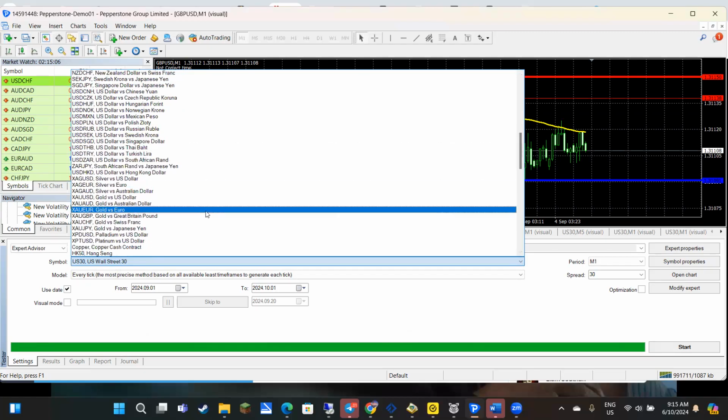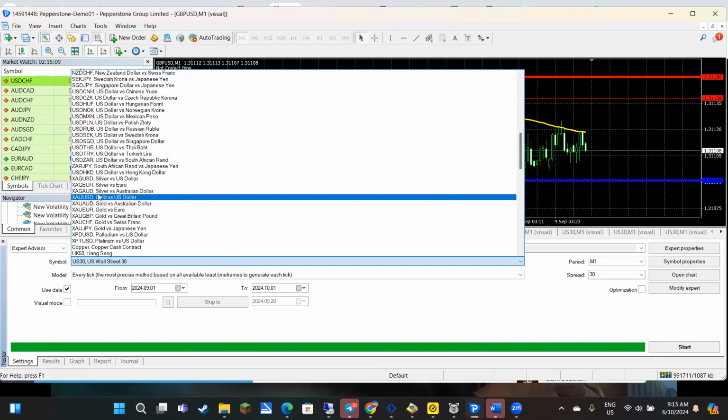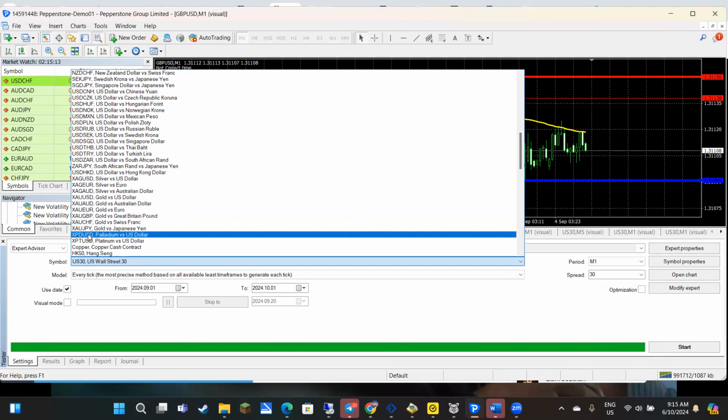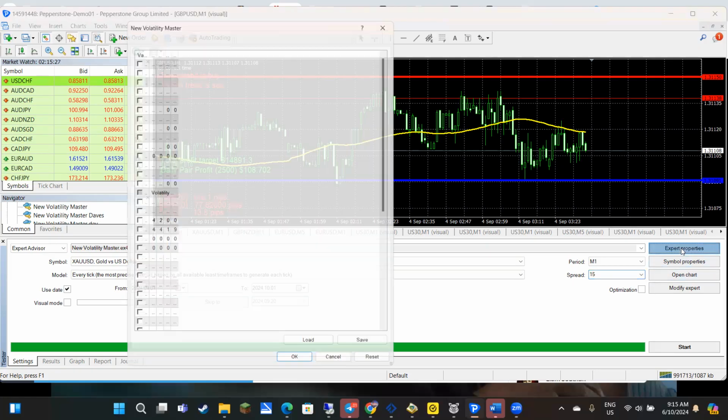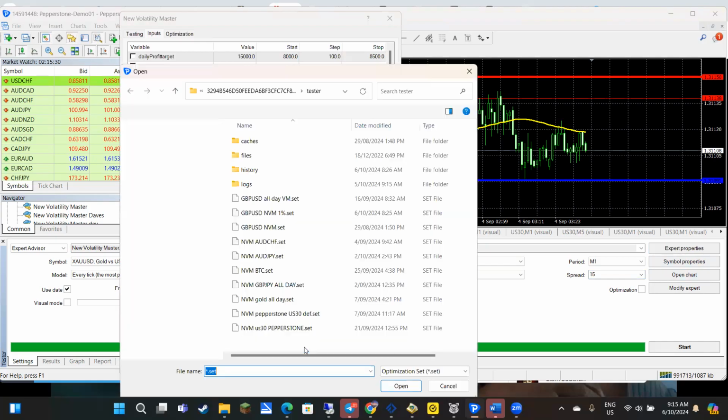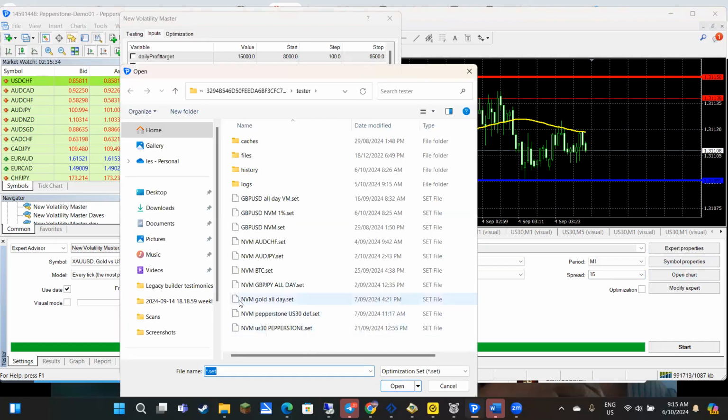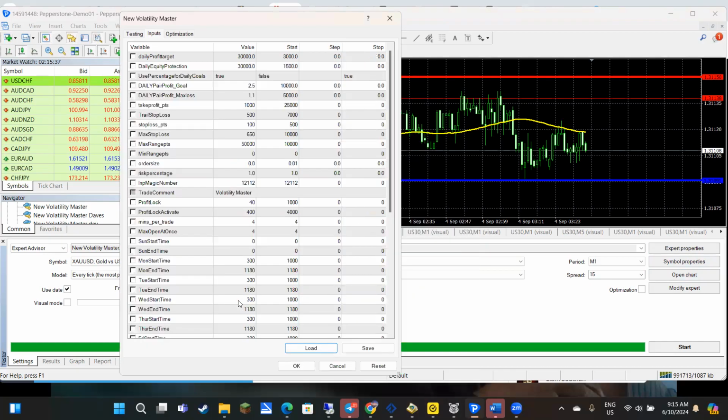If I can find it, I've got too many pairs here at the moment. Yeah, gold against the US dollar. Spread 15. Load up my settings for gold. I'll have a quick squeeze through them. 1% risk per trade. I've been alternating between a 1,000 and an 800 take profit.